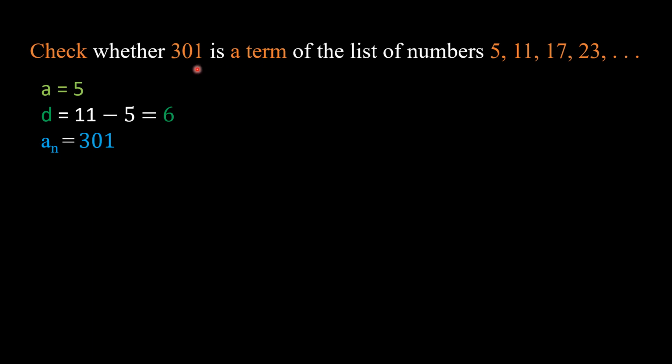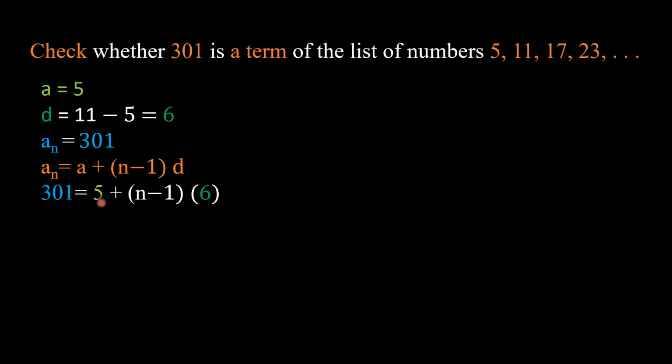Since we have to find whether 301 is a term of this AP or not, we will assume 301 as the nth term of this AP. So we write AN equals 301. Now we have the nth term AN as A plus n minus 1 into D. Now we will substitute the values. AN is 301, A is 5, and D is 6.